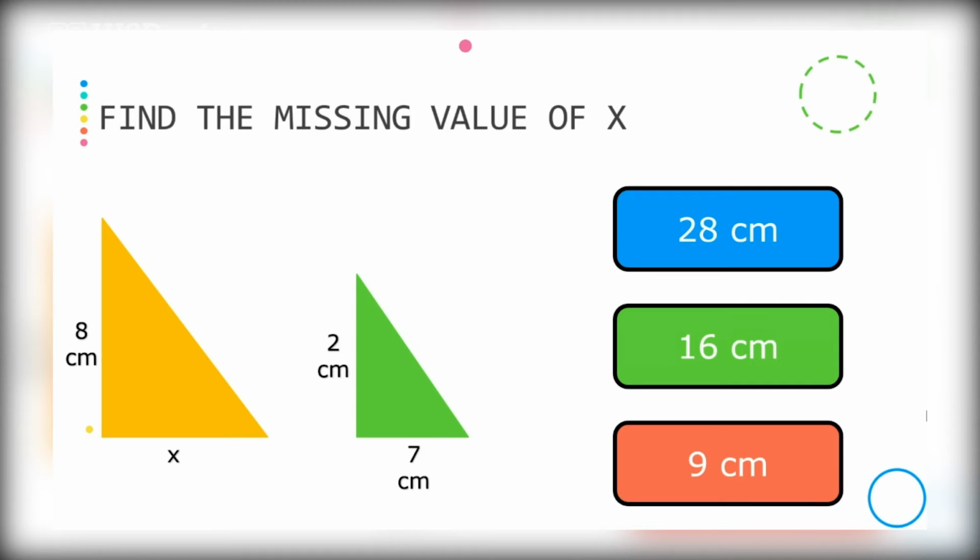And now it's your turn. You're gonna find the missing value of x with these two similar shapes. You're gonna have a couple of seconds to find the correct answer.